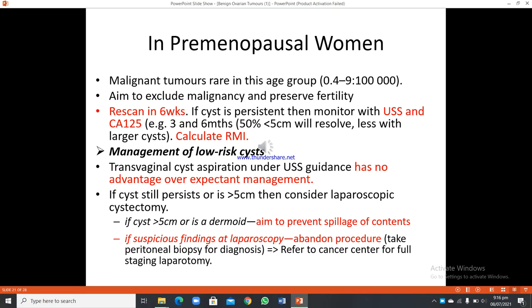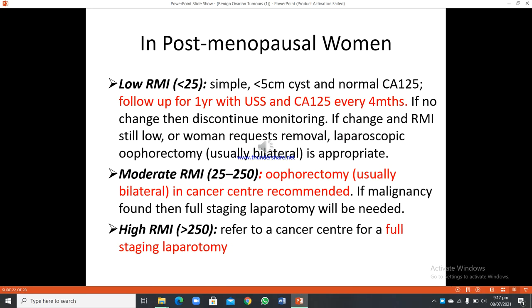Management of the low risk cyst: transvaginal cyst aspiration under ultrasound guidance has no advantage over expectant management. If the cyst still persists or is more than 5 centimeters, then consider laparoscopic cystectomy. If the cyst is more than 5 centimeters or is a dermoid, aim to prevent spillage of contents. If suspicious findings at laparoscopy, abandon the procedure and take a peritoneal biopsy for diagnosis. If high risk, refer to a cancer center for full staging laparotomy.